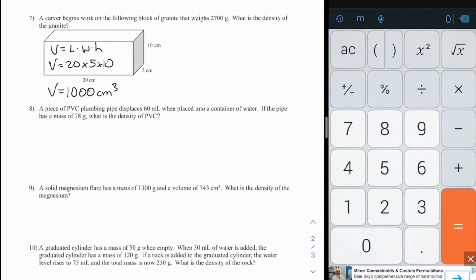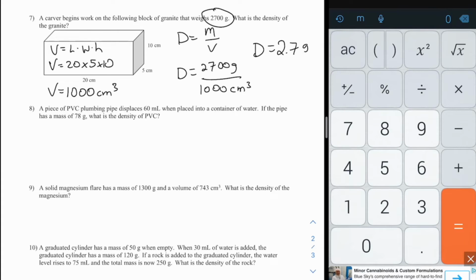Okay, so now I can do what the density equals: mass divided by volume. Density equals mass, which was 2,700 grams divided by 1,000 centimeters cubed. So I type that in my calculator, and that's going to be 2.7 grams per centimeters cubed.